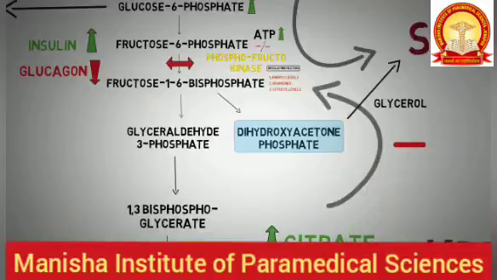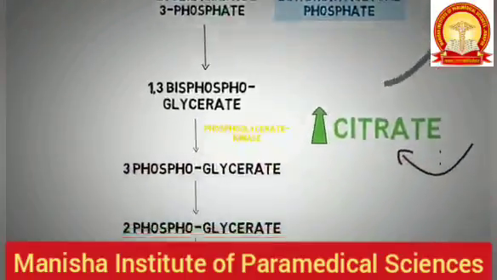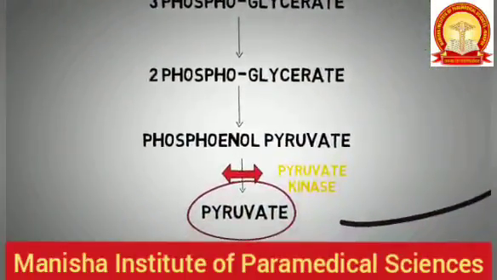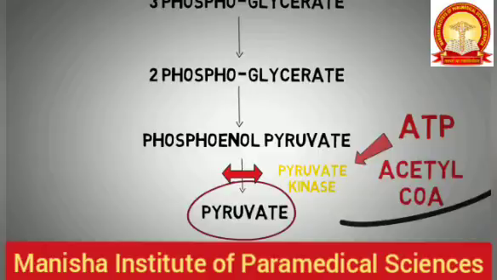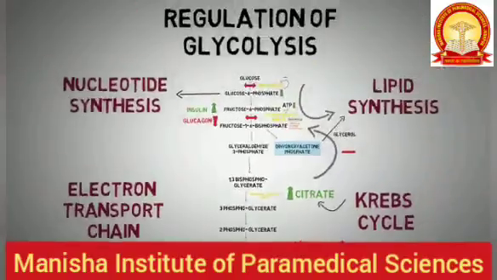The third point of regulation of glycolysis is at the last step, that is the conversion of phosphoenol pyruvate to pyruvate by the enzyme pyruvate kinase. So the regulation at this step is very simple. You just have to remember that if the products of this pathway, ATP and acetyl-CoA, accumulate in excessive concentration in the cell, this inhibits the pathway of glycolysis at this step. This is also just a normal negative feedback mechanism that operates in many pathways in our body. So this was the regulation of glycolysis.